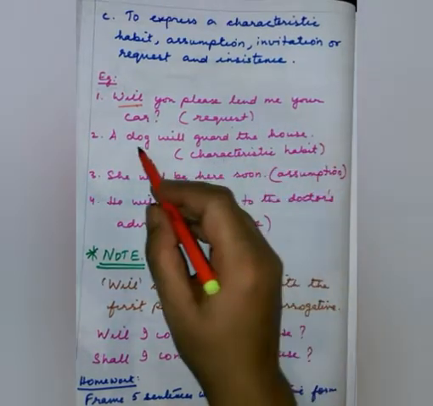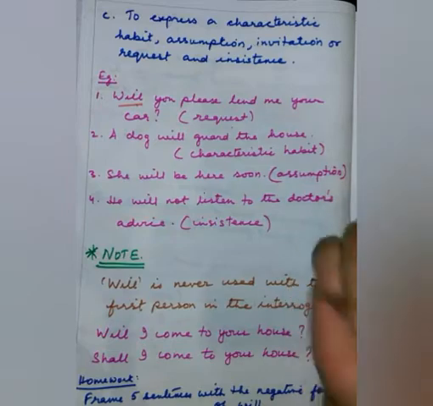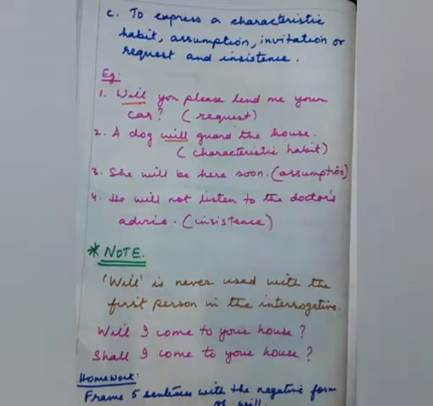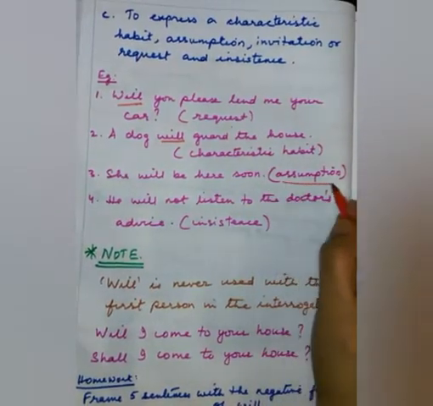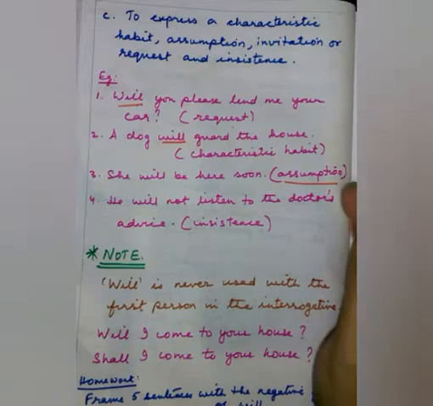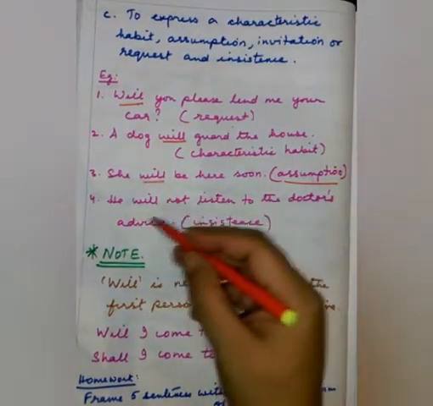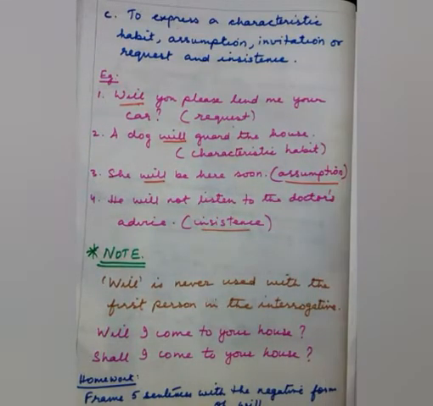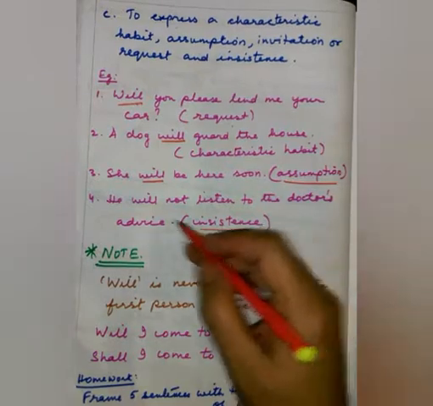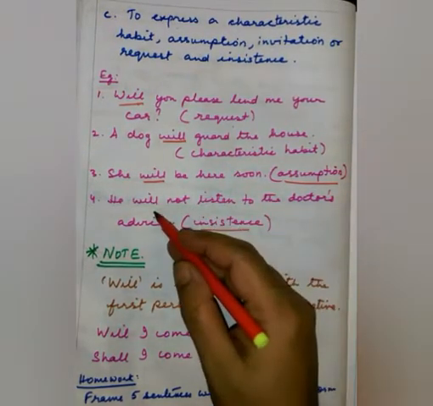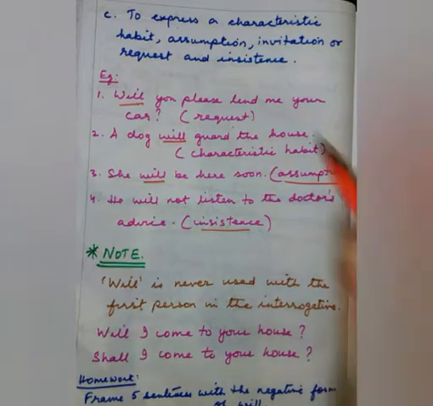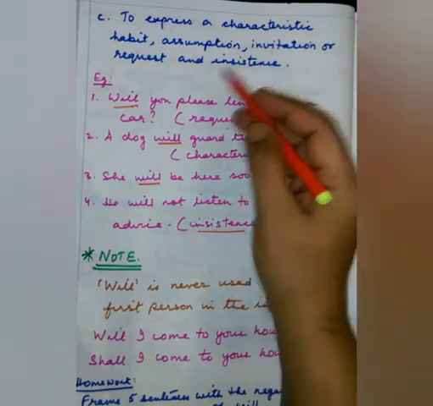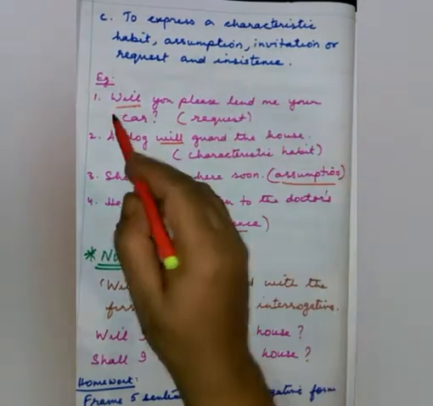Will you please lend me your car? A dog will guard the house. This is a characteristic habit as dogs guard the house. It is a universal truth. Next, she will be here soon. Assumption. Yes, I assume she will be here soon. He will not listen to the doctor's advice. Insistence. Oh, no chance. He will not listen to the doctor's advice. There is what we use, insistence. So this is the characteristic, habit, assumption, invitation or request and insistence. This is how will is used.